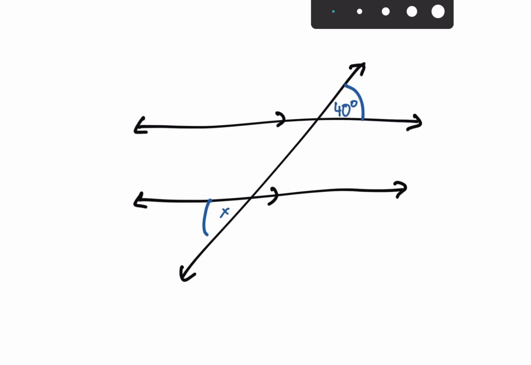So we can start by using the vertical angles theorem to find, because these two angles, 1 and 2, are congruent. So we know that this angle over here is 40 degrees.